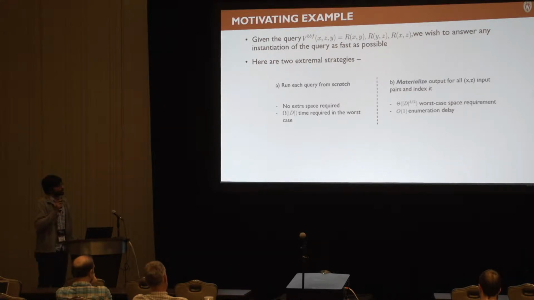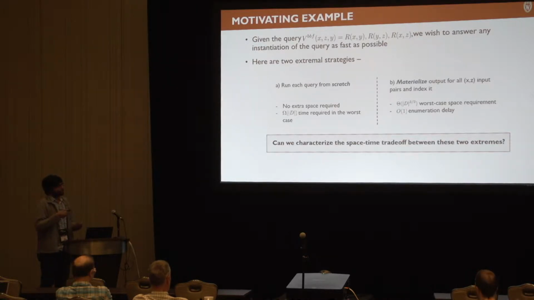index them. The good thing here is that we get constant delay enumeration because everything is essentially materialized. But the bad thing is that you require D to the 3/2 space in the worst case. So the main question we ask is, is it possible to characterize the space-time trade-off between these two extremes?